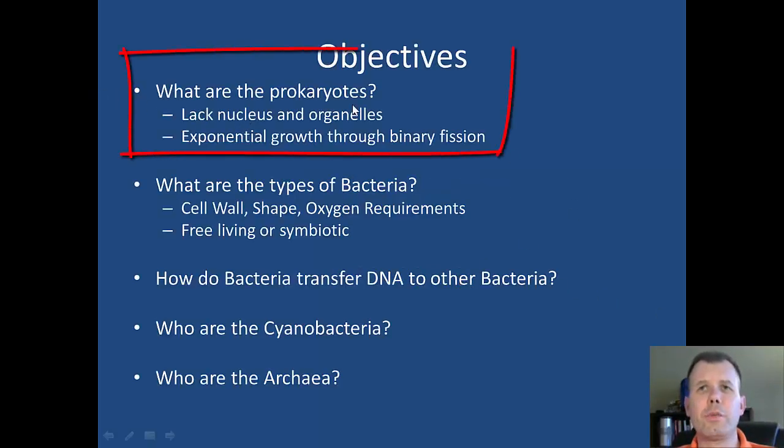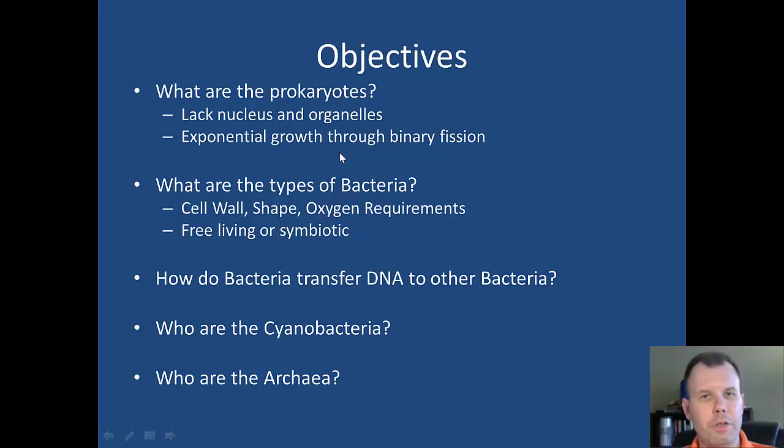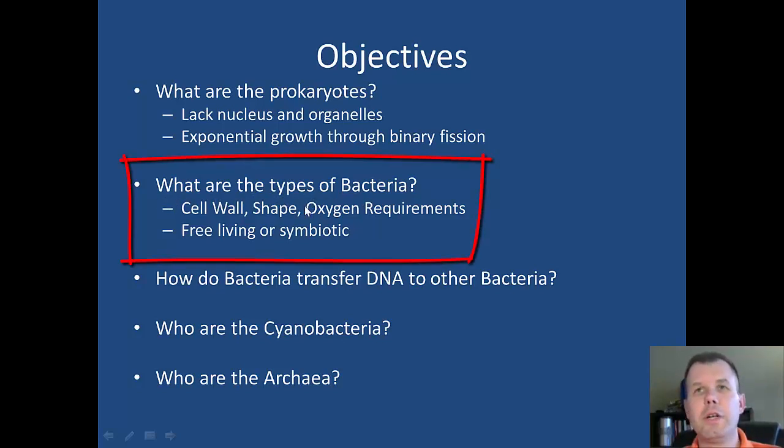So the first thing is we're going to find out what the prokaryotes are, and we've talked about this before. Again, these are the cells that lack the nucleus and organelles, and the other interesting thing about them is that they have exponential growth through binary fission, so they replicate very quickly, and they can divide into millions and millions of cells very rapidly. I'll give you an example of that in just a few minutes. We'll look at some of the different types of bacteria, so we're talking about the true bacteria, and we'll look at their cell walls, their shape, their oxygen requirements, and then find out where they are.